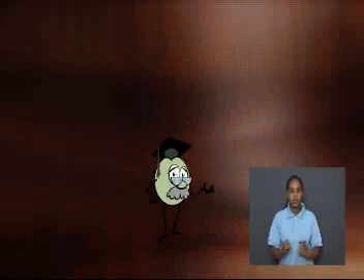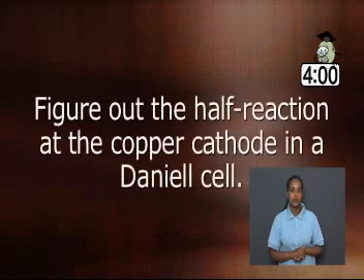Students, let us do an activity. A Daniell cell is a voltaic cell that has a zinc anode, which we have just established the standard reduction potential of, and a copper cathode. Please figure out the half reaction at the copper cathode in a Daniell cell. Students, let's get ready. Begin.